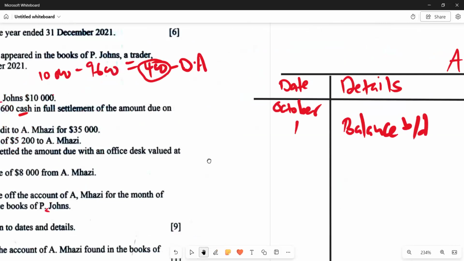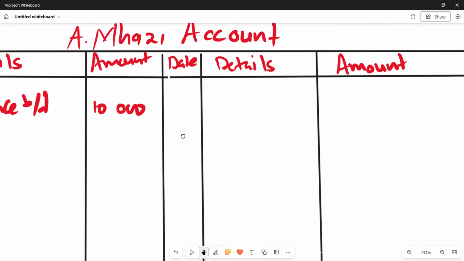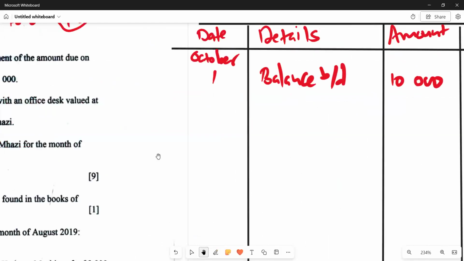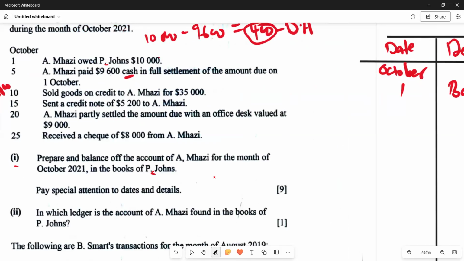So you come here, we say on the credit side. Let's take note of the date when it transpired. We have got the 5th. It was on the 5th of October. Very important because we have got there a notification: prepare a balance of the account of AMAS for the month of October 2021 in the books of Pigeons. Then there's an emphasis there that says pay special attention to dates and details.